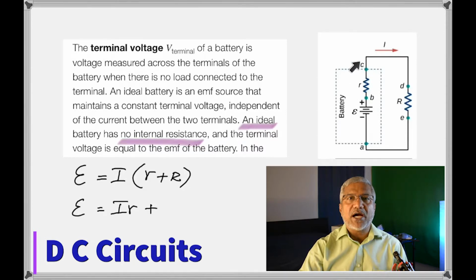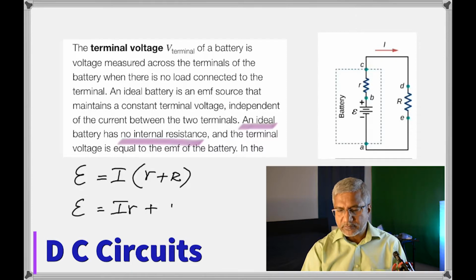Remember Ohm's law, I times r is the potential drop here, and the potential drop across the load is I times capital R. So when you add the two potential drops, you're going to get the EMF of the battery, which is what is written down there. So EMF is I (R plus r).